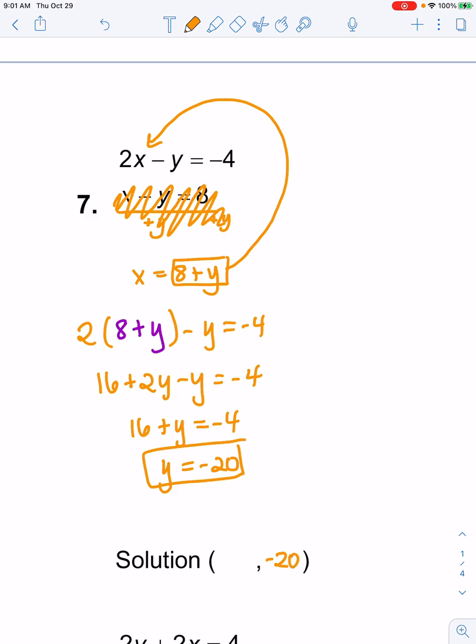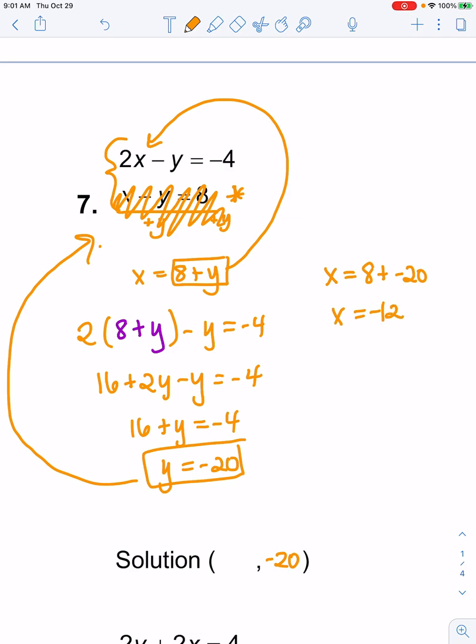Then to get the x, remember you just go plug it back into one of your original equations. You can use the actual original equations, the ones that are printed here on the paper, or I can use this other equation that I made for the x, because it's really just this same equation, but manipulated so the y's on the other side. So if I do that, x is going to equal 8 plus that y that I found, which is negative 20. So that means x has to equal negative 12.